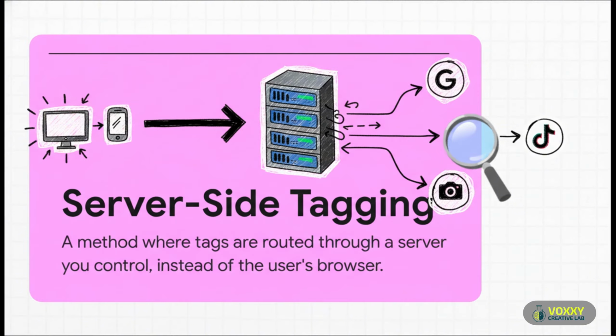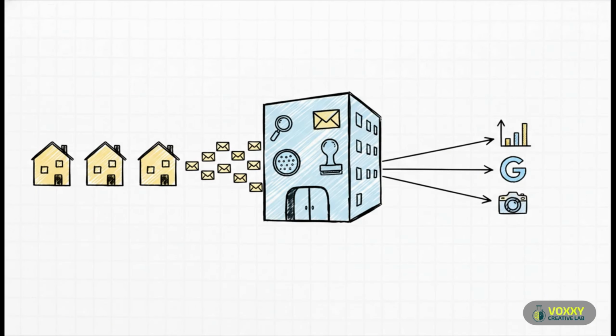You're the middleman. This is the perfect analogy for it. Your server becomes this central mail sorting facility. All the data, all of the letters, if you will, they still come from the user's browser. But instead of going everywhere at once, they all come to your facility first. And there, you get to sort them, maybe add some extra information, and then send them off to their final destinations. It's all about control.